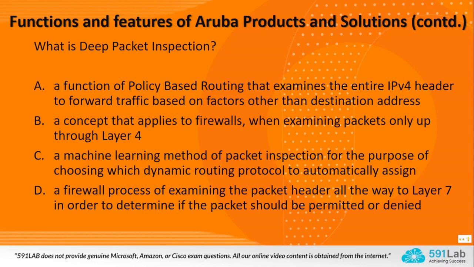Option D, a firewall process of examining the packet header all the way to layer 7 in order to determine if the packet should be permitted or denied. Yes, that is correct, because it will inspect up to layer 7. So it will check all the way to layer 7. So option D is correct.